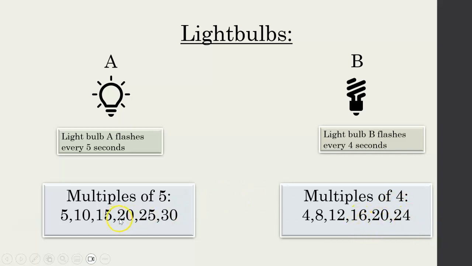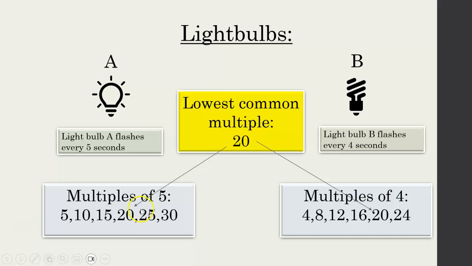Now you'll notice they both have 20. And it's also the first time that they have something in common. It's the lowest thing that they have in common, or we like to call it the lowest common multiple. So you'll notice before 20, look, 15, 10, 5. There's no 10, 5, or 15 over here. So the lowest one that they have in common is 20. So what we call it is the lowest common multiple of 5 and 4, and that's going to be 20. Essentially, if I write out all the multiples of 4 and all the multiples of 5, what's the lowest one they have in common?